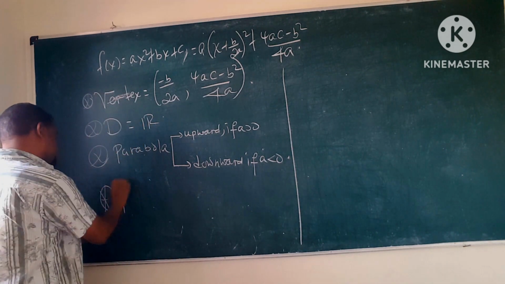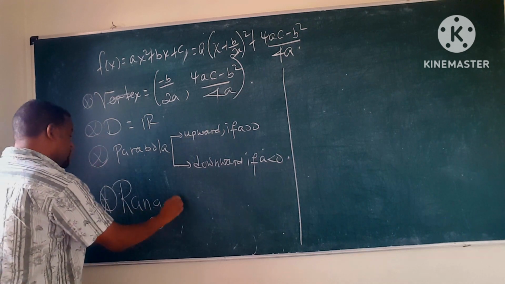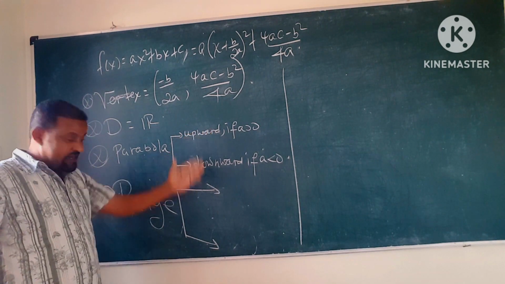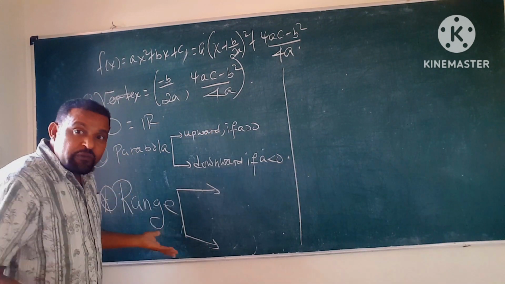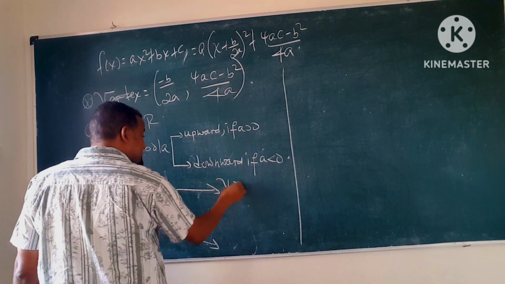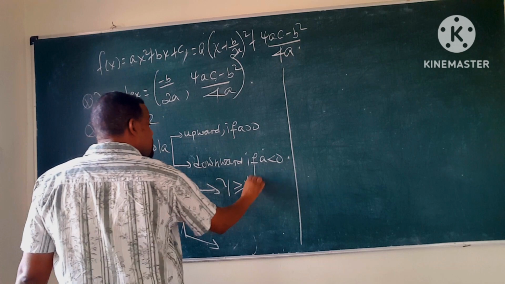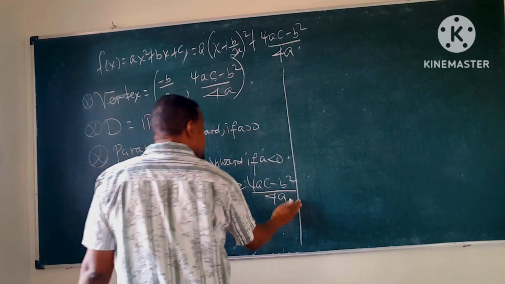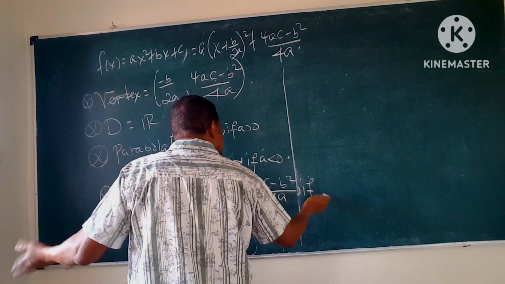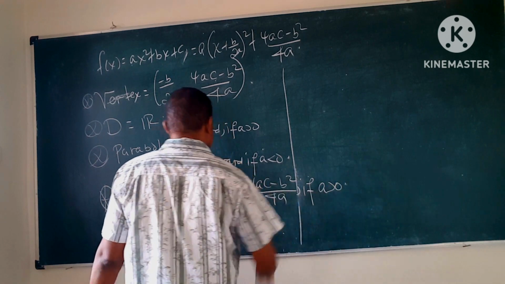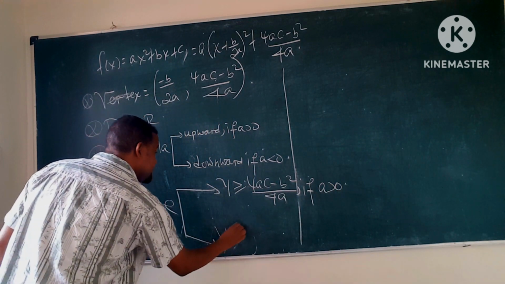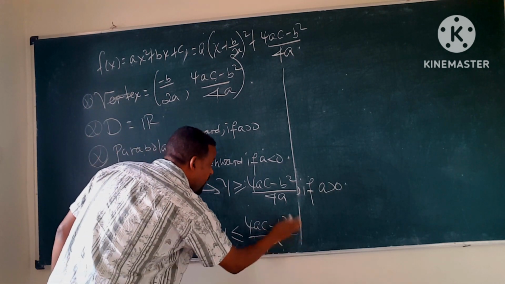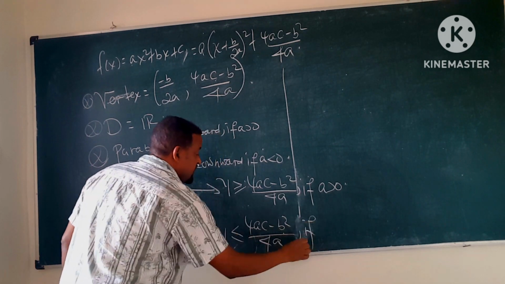Based on the upward and downward cases, look at the range. We have two types of range. For upward, the value is a minimum, so the range is y greater than or equal to (4ac minus b squared) over 4a, if the parabola is upward, that means a is greater than 0. And for downward, the range is y less than or equal to (4ac minus b squared) over 4a if a is less than 0.